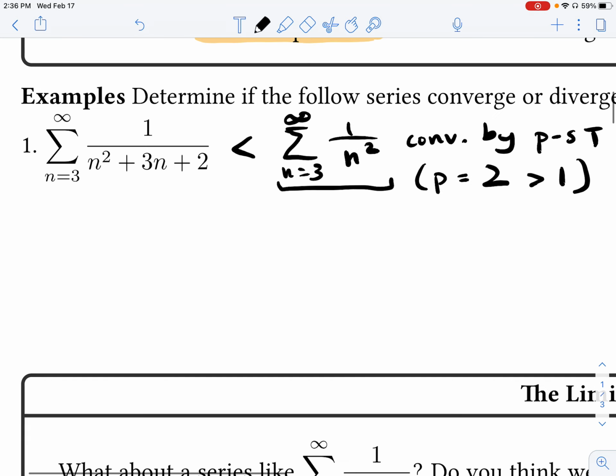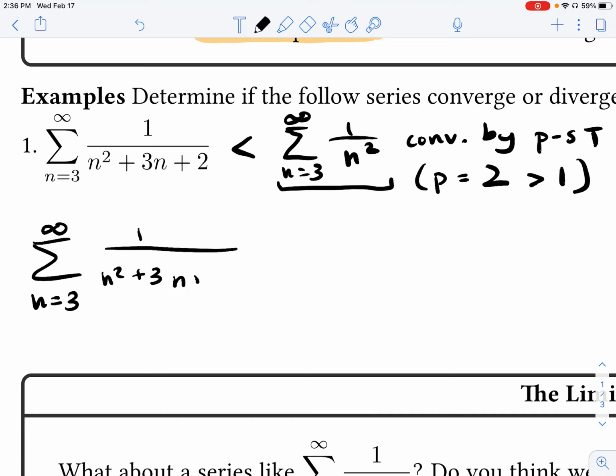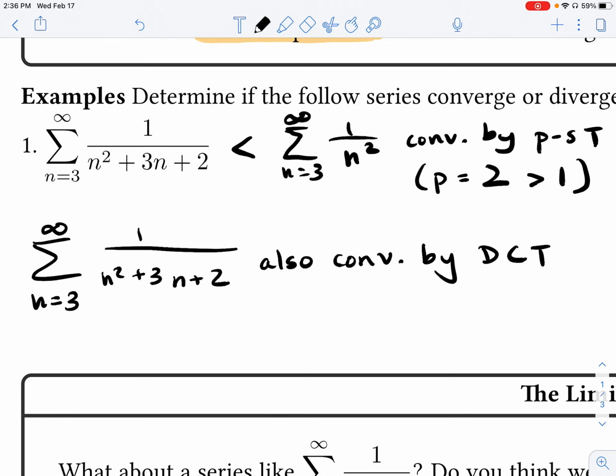So if you know that our larger series is converging by the p-series test, what does this tell me? This means we need to write this: the sum from n equals 3 to infinity of 1 over n squared plus 3n plus 2. Let me just clear that out of the way. We know that this series then also converges by the direct comparison test.